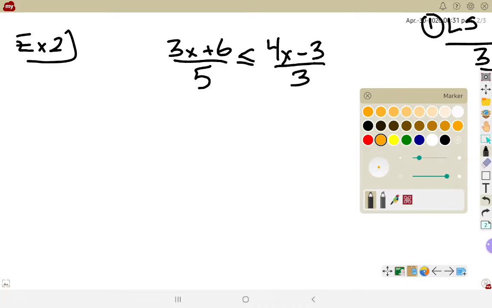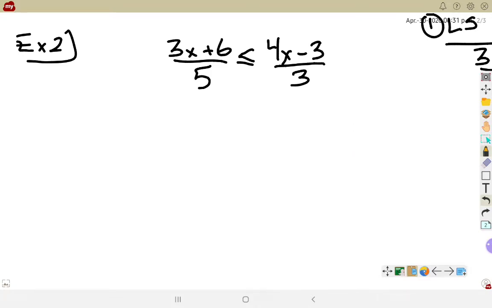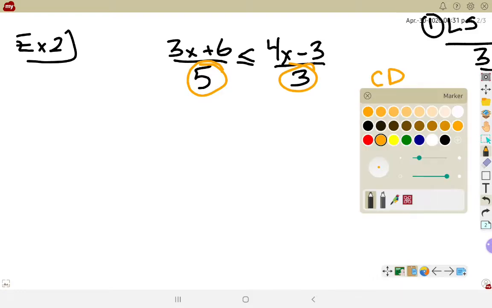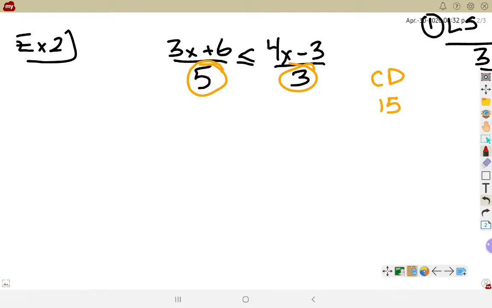The way I like to do it is I like to get rid of those numbers in the denominator. So the way I get rid of those numbers in the denominator is I would simply multiply both sides by the common denominator. So because these two, the 5 and the 3, they would have a common denominator of 15, that's what I'm going to multiply both sides by. Okay, so my first thing I'm going to do is multiply both sides by 15. And I'll just put it on the outside there so it's a little bit easier.